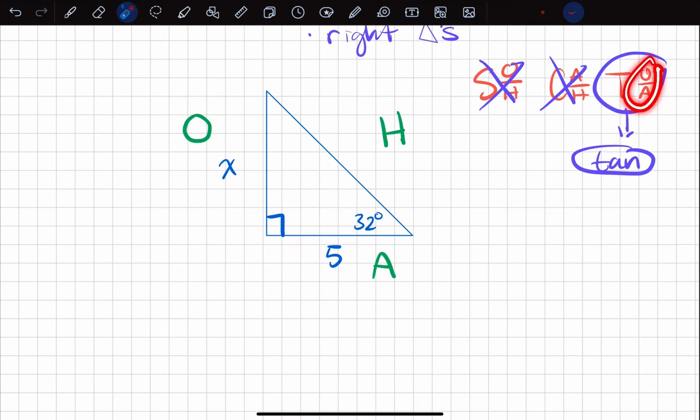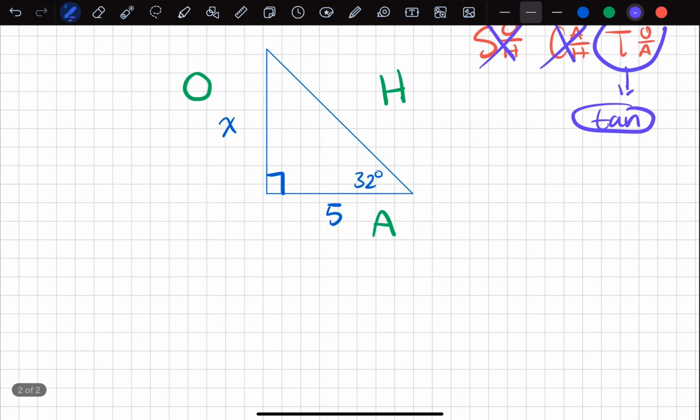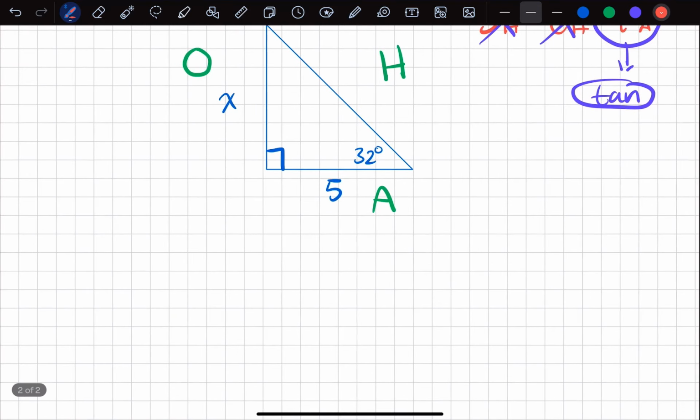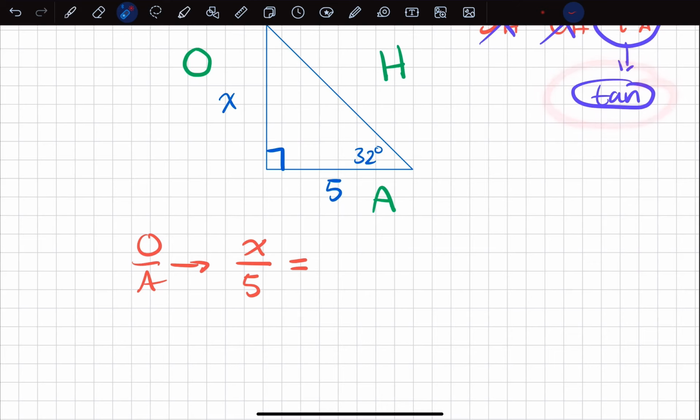Make sure you rewrite it in the same way, meaning that our O is going to have a value of, let me do this in a different color, below, O over A, aka x over 5. And it's really important to set that up correctly. And you're going to set that equal to your trig function that you chose, which, as we remembered, was TOA, aka tan. So I'm going to rewrite that as tan.